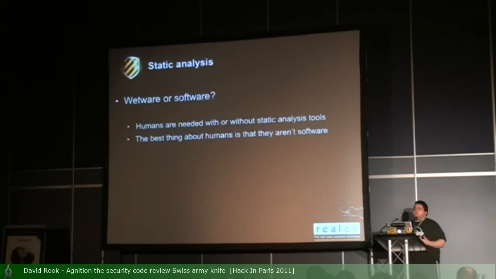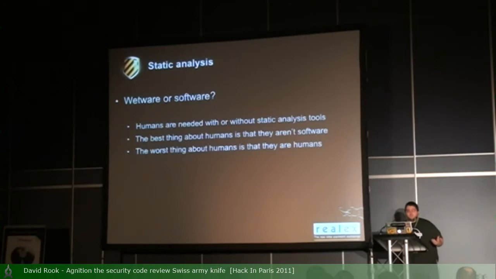It can also give more immediate feedback. It is more likely for the human reviewer not to generate hundreds, thousands, tens of thousands of false positives. So the human has benefits. But then the worst thing about humans is that they are humans.